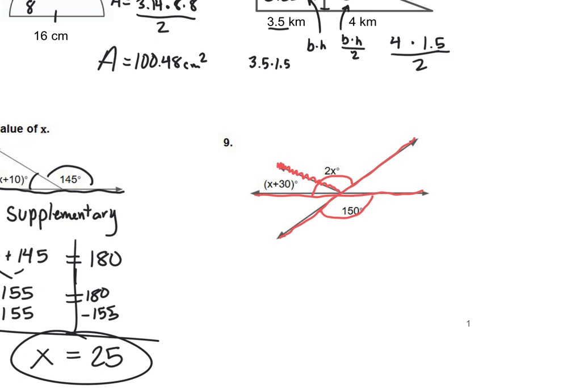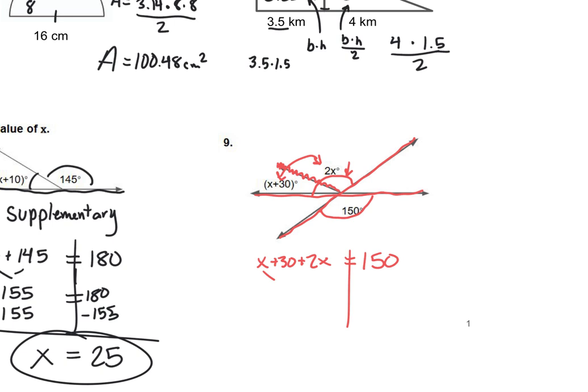is x plus 30 and 2x. The other side is 150. Since they are vertical angles, they are equal to each other. So I'm going to say, hey, 150 is equal to this x plus 30 combined with 2x. Both of these combined give us our total angle right there.